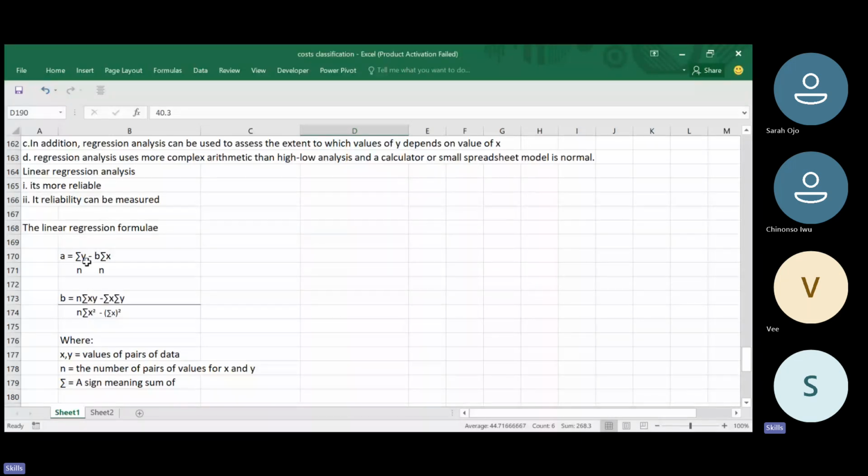You'll be needing summation of Y, summation of X, summation of XY, and you'll be needing X squared.